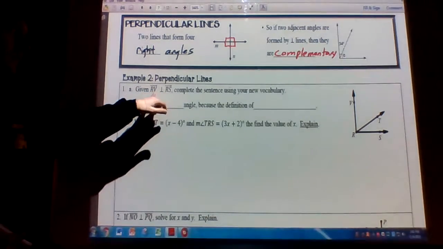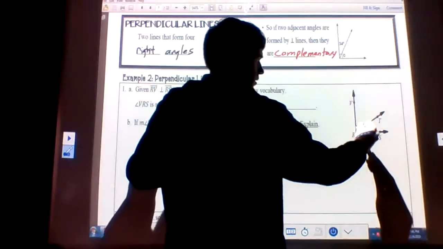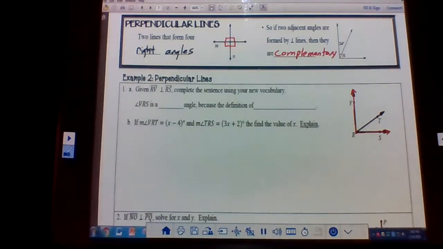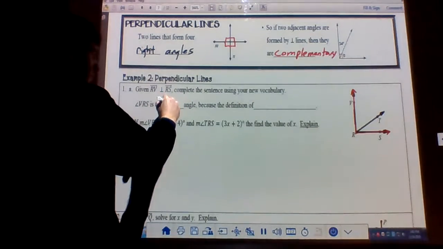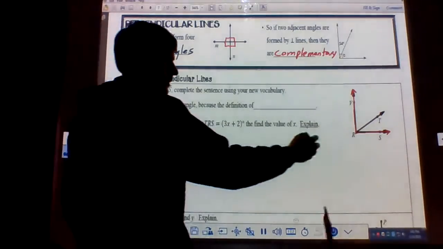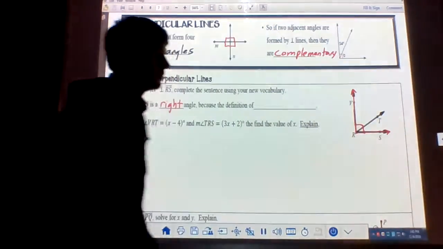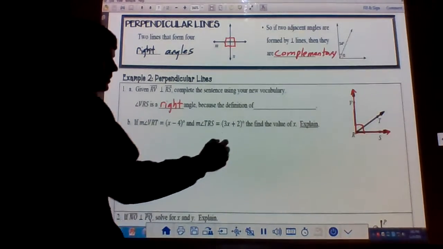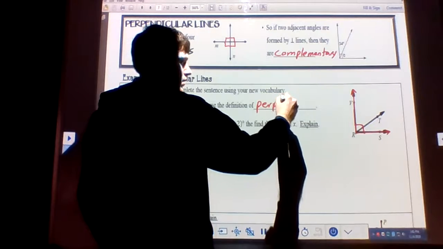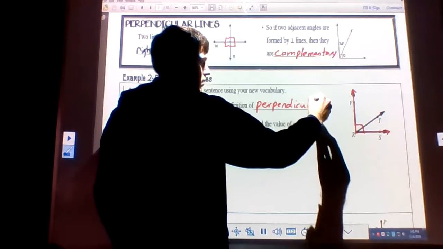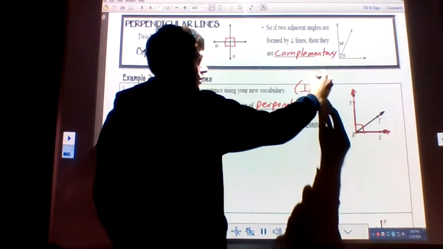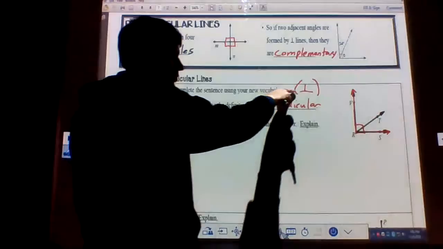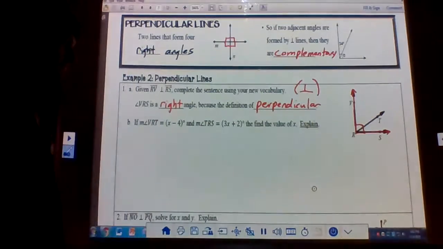Okay, here we're given that RV and RS are perpendicular. So these rays are perpendicular. Okay, perpendicular means that they form a right angle. So angle VRS is a right angle. And this is because of the definition of perpendicular. And the thing we didn't mention, this was our symbol for perpendicular. The upside down T, that's our perpendicular sign because it's showing two lines that are perpendicular to each other.